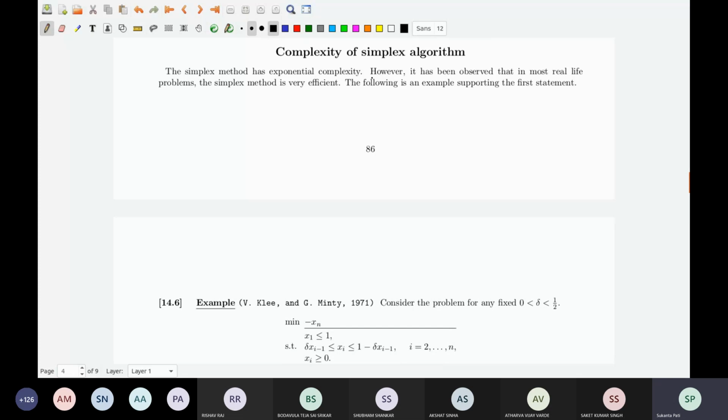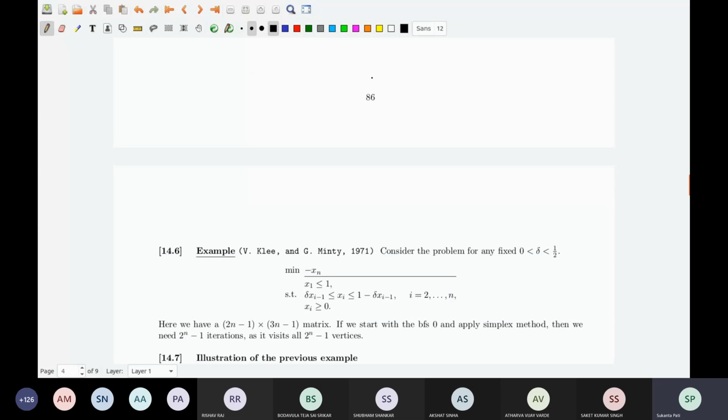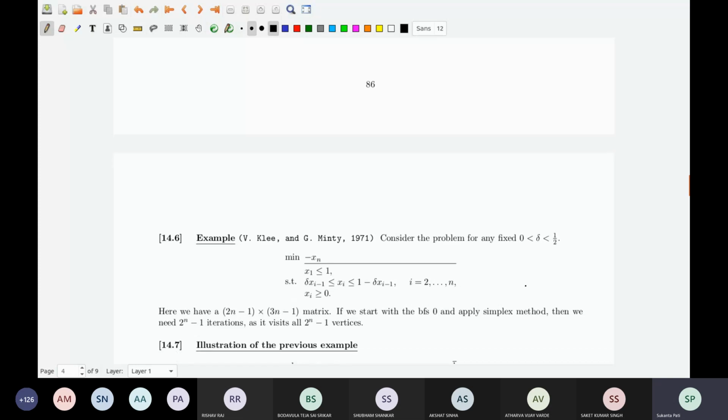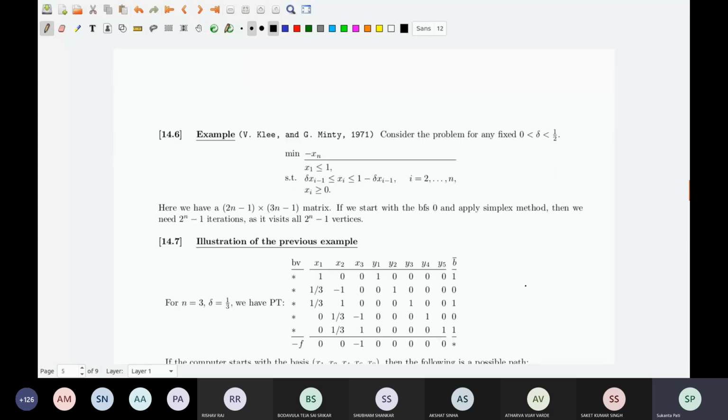Klee and Minty in 1971, they supplied one example. This is an example of a hypercube kind of structure. And in this, they gave the problem, and here they said, okay, you have to fix some number delta between 0 and 2. For example, in our example, I took delta to be 1/3, and n equal to 3.